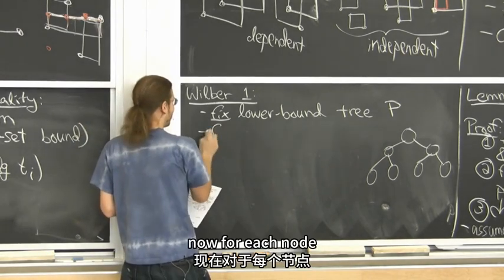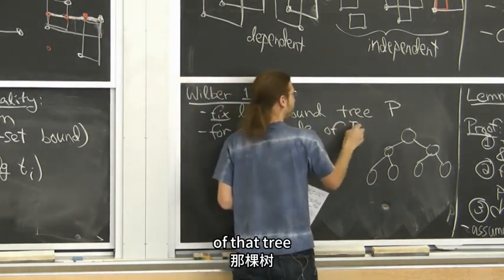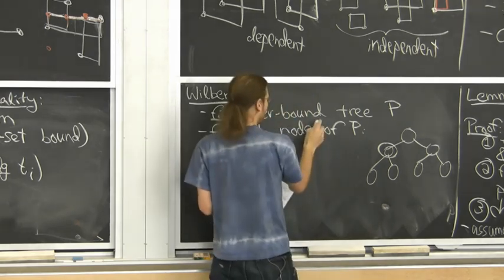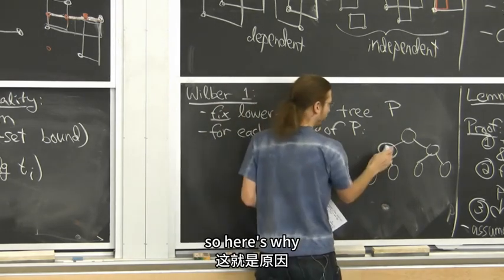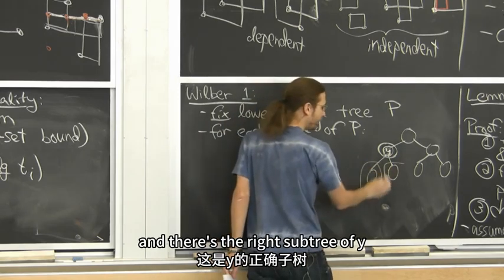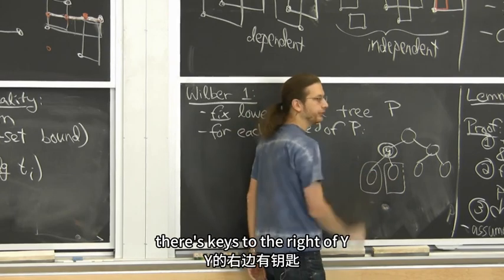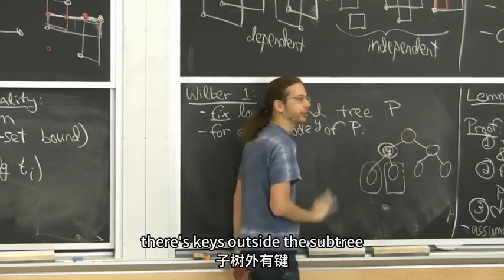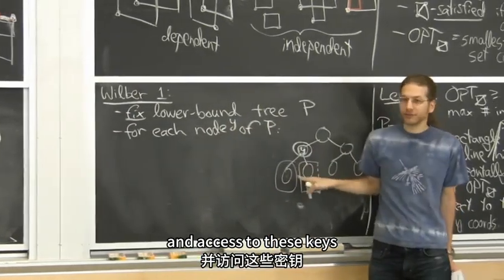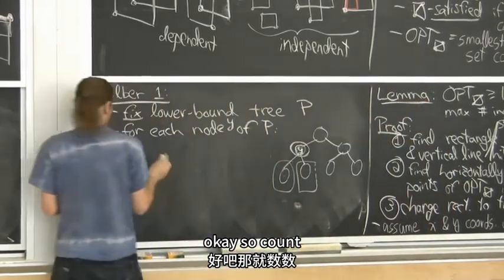Okay? Now, for each node of that tree, let's look at this node. I'll give the node a name, y. So here's y. There's the left subtree of y, and there's the right subtree of y. These are a bunch of keys. There's keys that are to the left of y, there's keys to the right of y. There's keys outside the subtree, we're going to ignore those. I want to look at the accesses to these keys and accesses to these keys and see how many times I switch between left and right. So count the number of alternations.